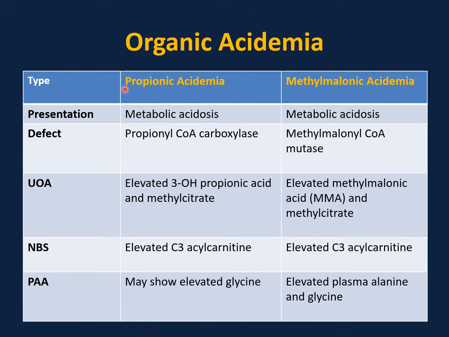Initially, it's very difficult to differentiate between propionic acidemia and methylmalonic acidemia because both present with the same metabolic acidosis, and mild to moderate or even severe elevation of ammonia level. But when you have the results back, you will be able to differentiate.